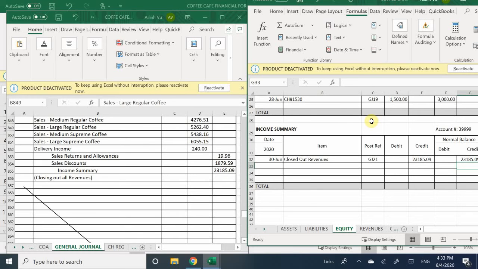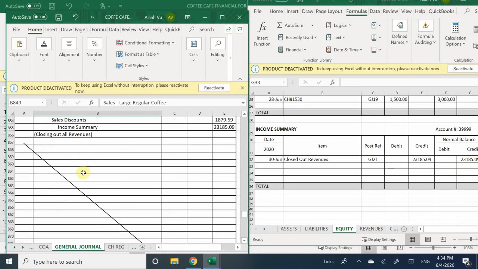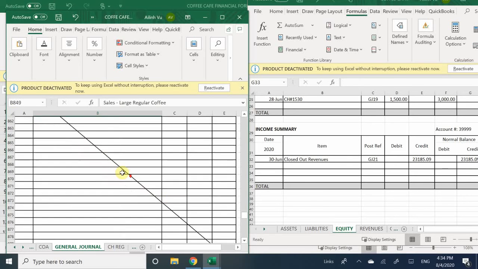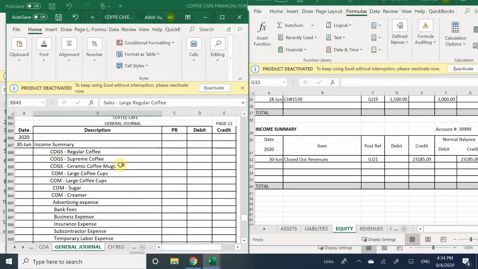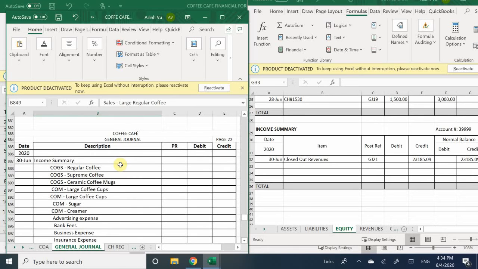So now I'm going to go ahead and continue journalizing, and this time I'm going to be closing out all of my expenses. What I recognized as I started journalizing is that this is definitely not enough space. So I went ahead and scratched out this large portion out here, and I decided to start on a new page. So general journal number 22, I believe.